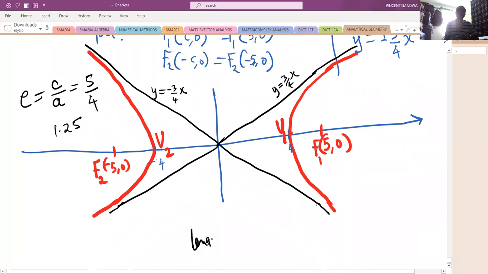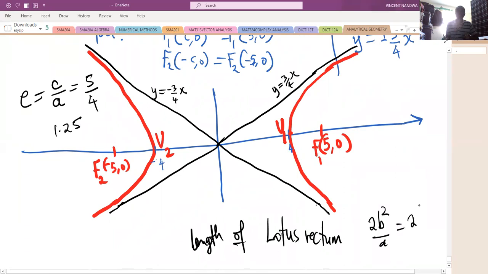And you can even find the length of the latus rectum, which is given by 2b squared over a, so 2 times 3 squared, over 4. Then you simplify. So that's what we can do on that discussion problem given in the question. So in the next session, we're also giving more examples on hyperbolas.